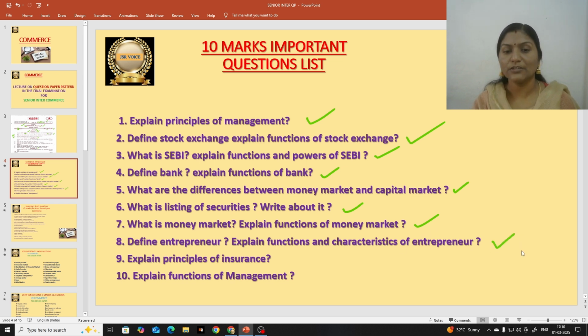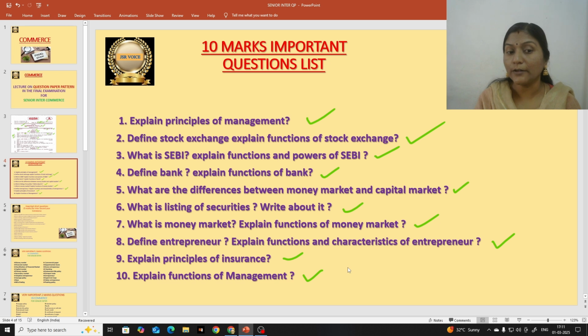Next, the 8th one is define entrepreneur. Explain functions and characteristics of entrepreneur. Explain principles of insurance. The last one is explain functions of management. So these are very important questions from the final examination point of view.